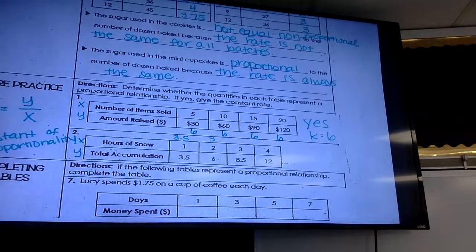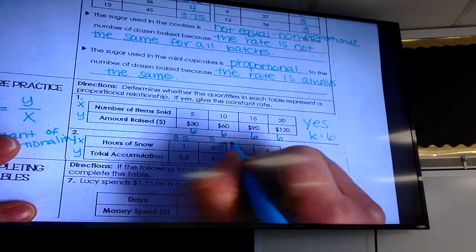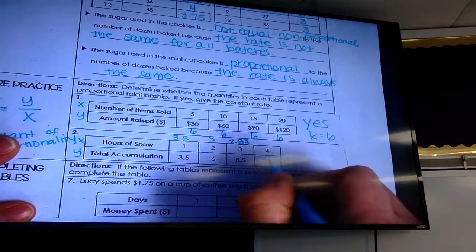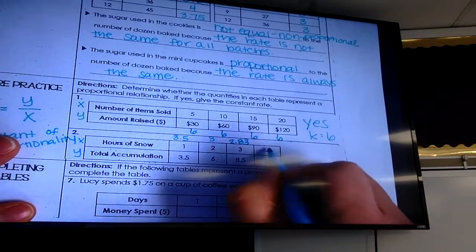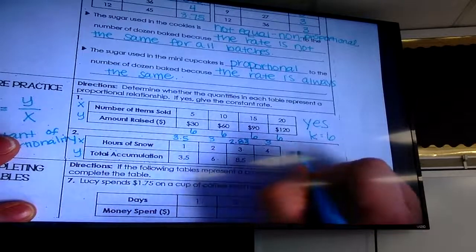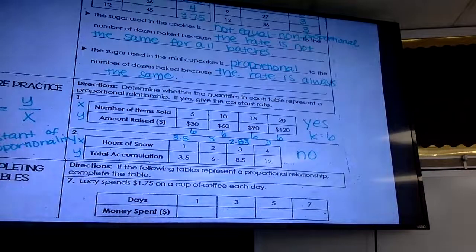So after 3 hours, there was 8.5 inches. So I'm going to do 8.5 divided by 3, and I get 2.83 repeating. And then after 4 hours, there was 12 inches, and 12 divided by 4 is 3. So I would say because these numbers are not all the same, no, this does not represent a proportional relationship.